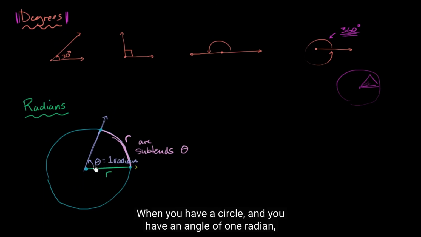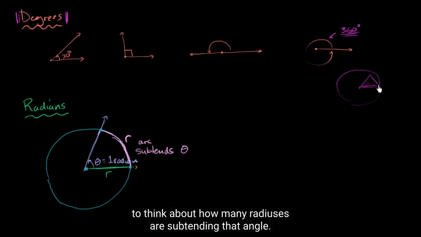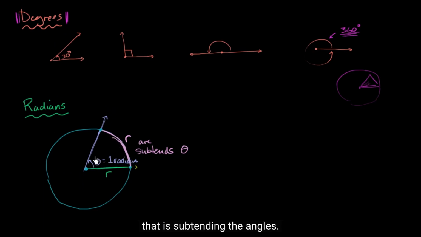When you have a circle and you have an angle of 1 radian, the arc that subtends it is exactly 1 radius long, which you can imagine might be a little bit useful as we start to interpret more and more types of circles. When you give it in degrees, you have to do a little bit of math and think about the circumference and all of that to think about how many radiuses are subtending that angle. Here, the angle in radians tells you exactly the arc length that is subtending the angle.